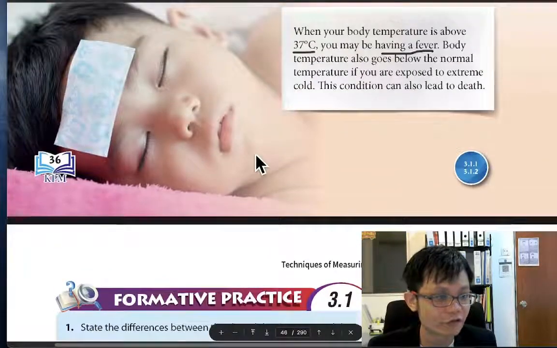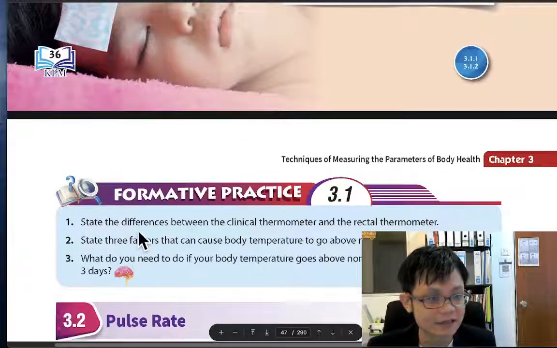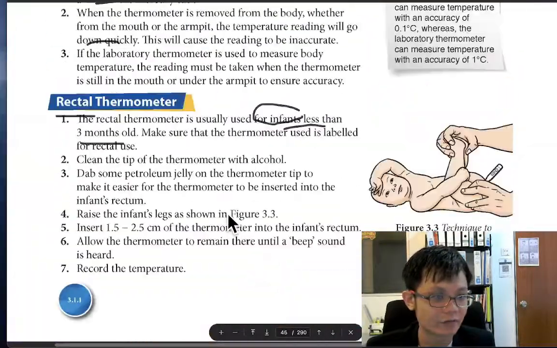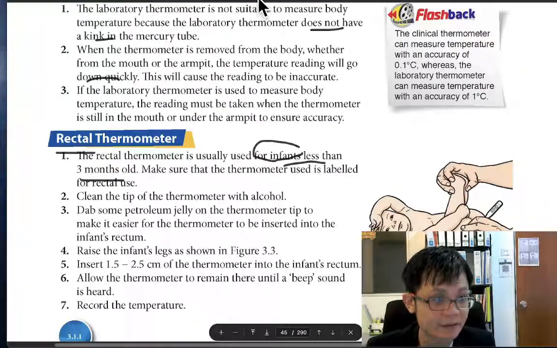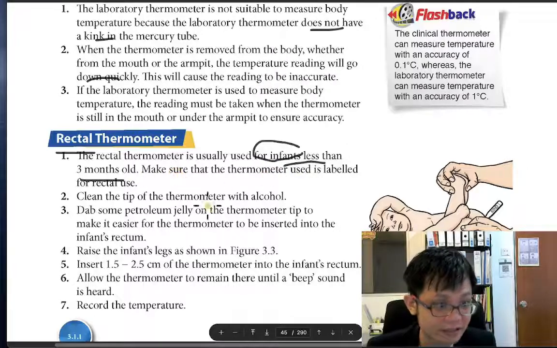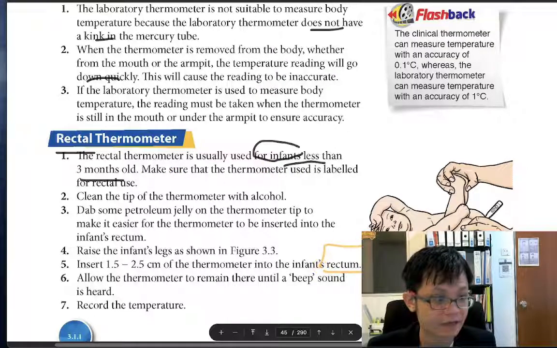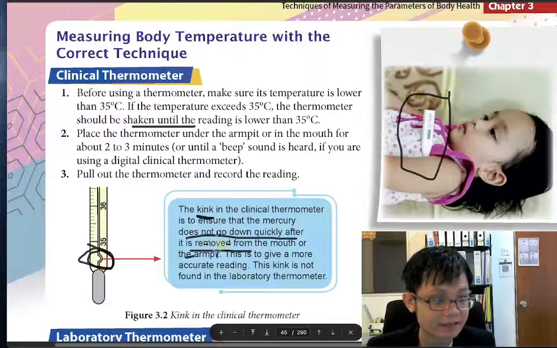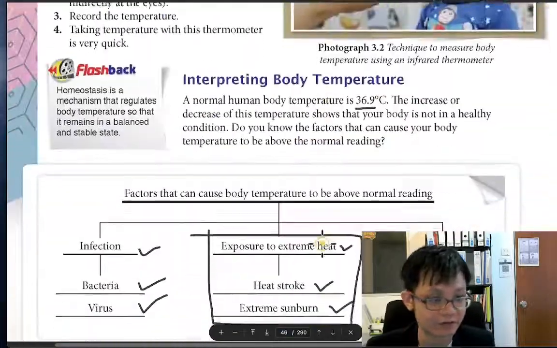Okay, so let's do a few questions about this. State the differences between the clinical thermometer and rectal thermometer. Okay, so where do we place it? Wait, let me take my pen. For the rectal thermometer, we place it at the rectum. And for the clinical thermometer, we place it at the mouth or armpit. So that will be the difference. Very good. Use your own words.